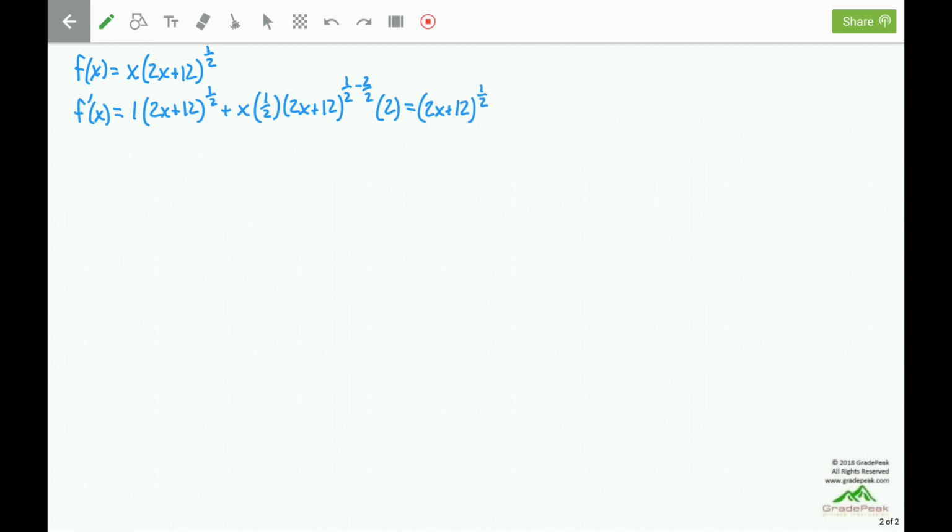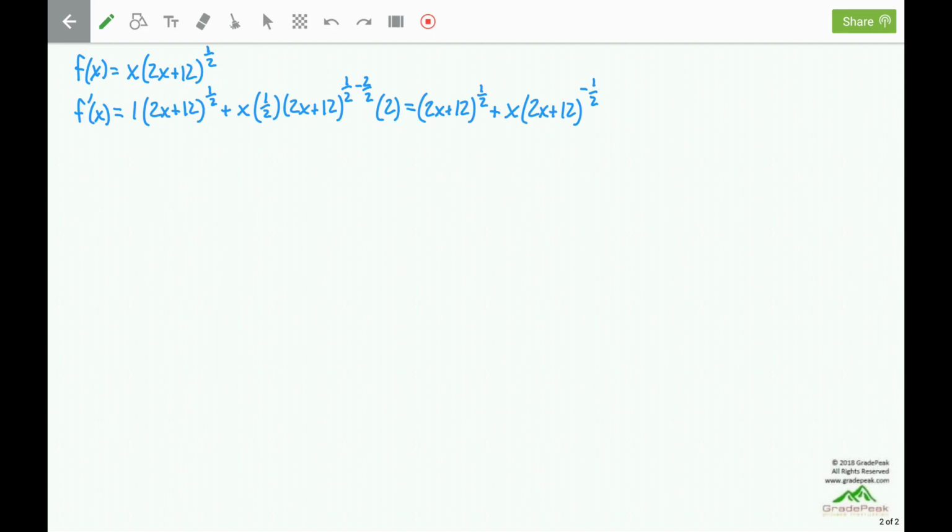The second term: we can put the constants together. There's a 1/2 and a 2. 1/2 times 2, we can multiply the numerators. 1 times 2 is 2 over 2. 2 over 2 is a 1. So we have a positive 1. There is an x. And then there is a 2x plus 12 to the 1 minus 2, negative 1/2 power.